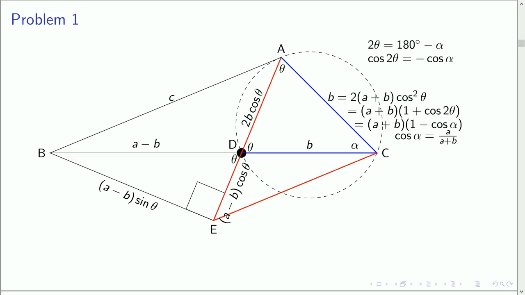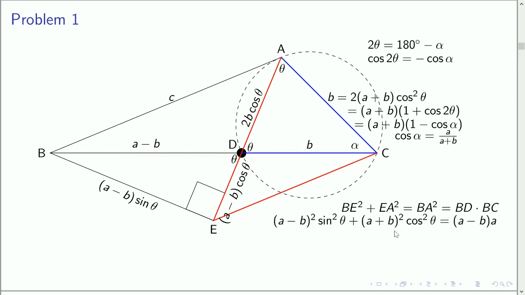So the next relation that we have is AB square is equal to BD into BC, and AB square also equals BE square plus AE square. That's right. So square of this length plus square of this length is equal to BD into BC. So that's A minus B into A. You have that. So that's what we have. I just simplify it. I got cos 2 theta. Again, you can write it in terms of cos alpha here.